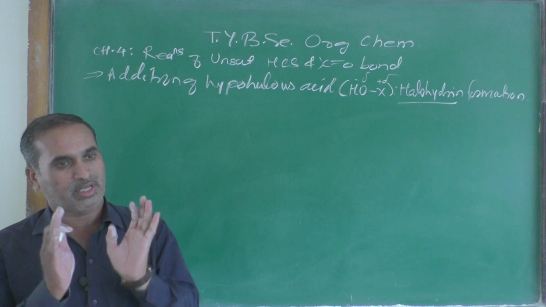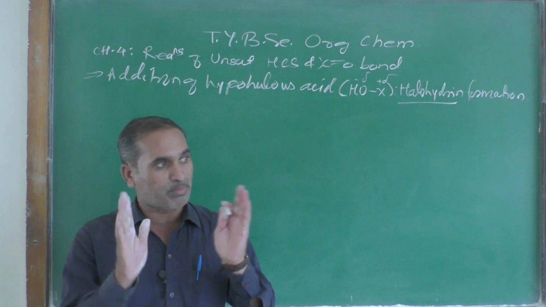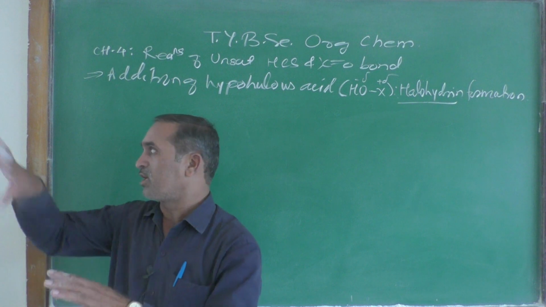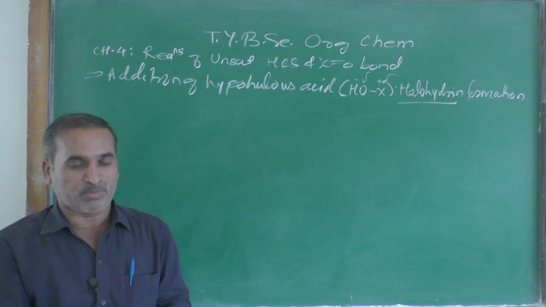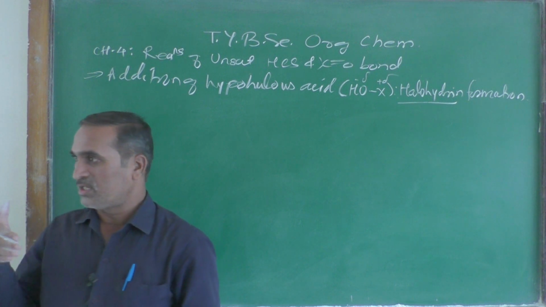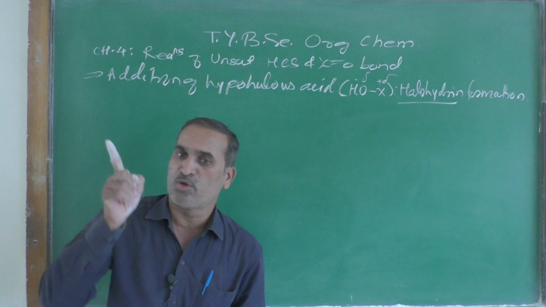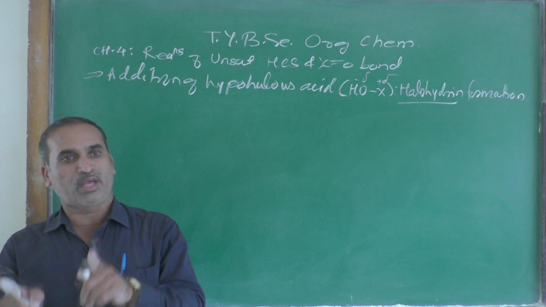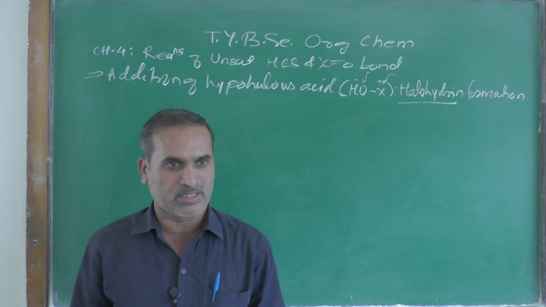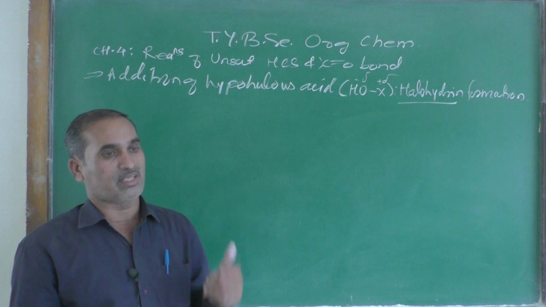So predict the product. Remember, if you know the mechanism, then you can predict the reaction. Prediction means what? Just like geography people, by looking at the clouds in the atmosphere, they say whether it will rain today or not. In this way, if you know the mechanism, then you can predict the product very perfectly. Otherwise it is very difficult to predict the product. Predicting the product means you must know the mechanism behind it.